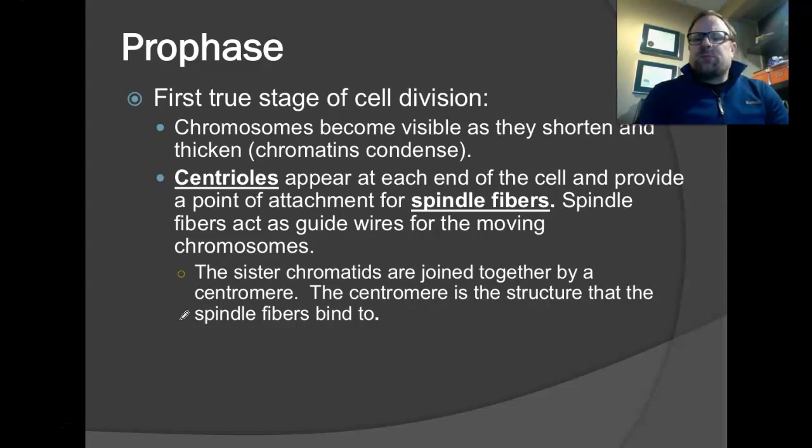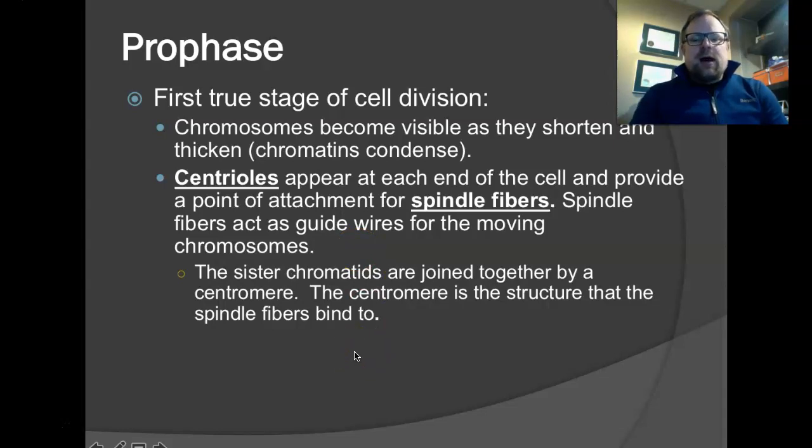The other thing that we can spot with good microscopes is that centrioles appear at each end of the cell. And if you remember, all I've told you so far is that centrioles are responsible for cell division. Well, we're going to see what they do. Those centrioles end up having spindle fibers attaching to them, and those spindle fibers basically help to shove the cell apart, and force the cell to elongate and then eventually pinch off and separate into two separate cells. They're basically acting as guide wires for moving chromosomes, and we're going to see what that looks like in a second.